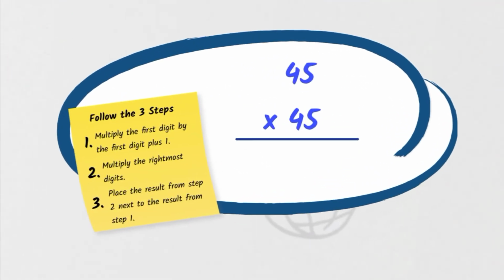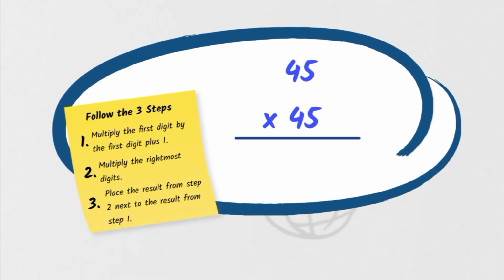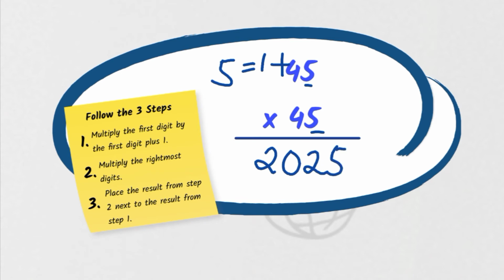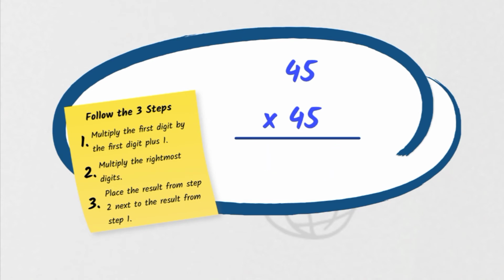Example number 5. 45 times 45. Step 1. 4 plus 1 is equal to 5. 4 times 5 is equal to 20. Step 2, multiply the rightmost digits. 5 times 5 is equal to 25. So, 45 times 45 is equal to 2025.